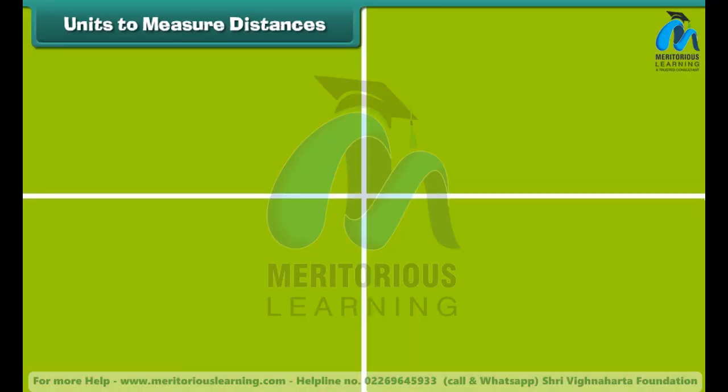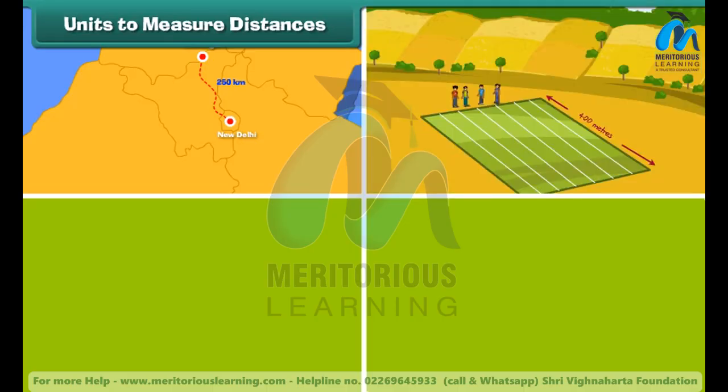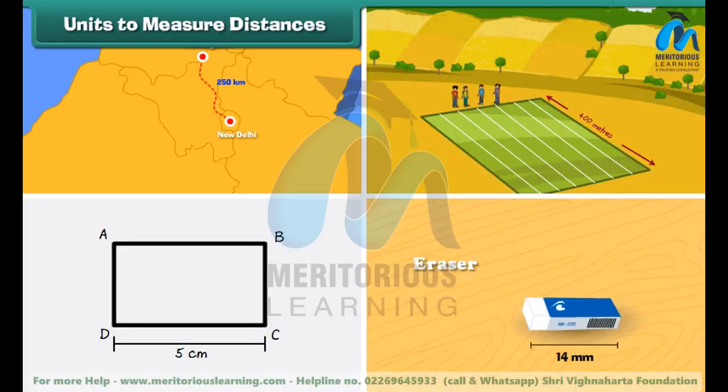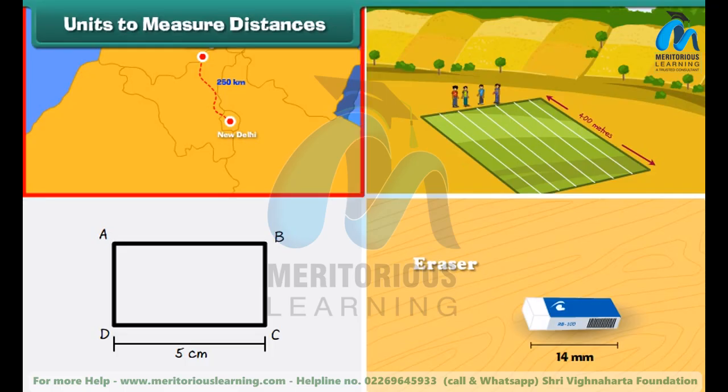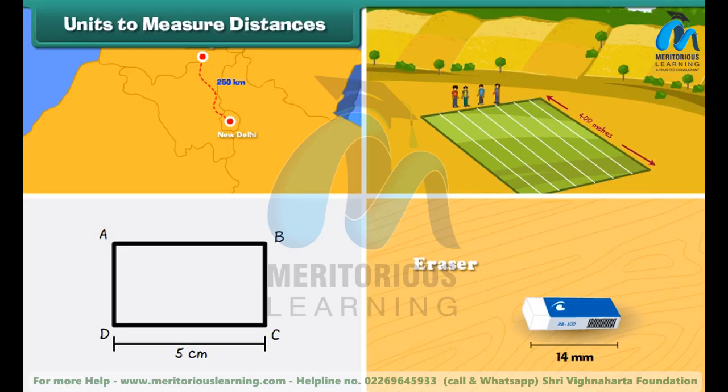We find that kilometer, meter, centimeter, millimeter are the units used for measuring distances. Among these, kilometer is the biggest unit used for measuring long distances, while millimeter is the smallest unit used for measuring very small lengths. The standard unit of distance is meter.